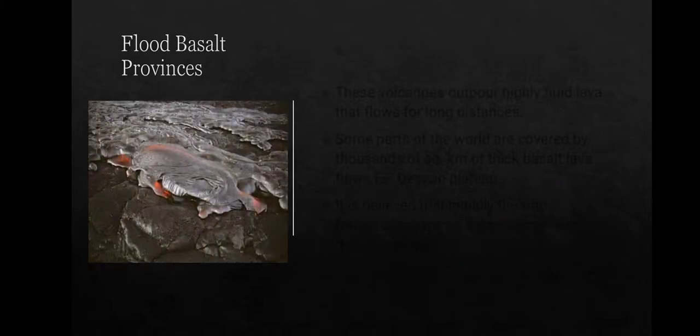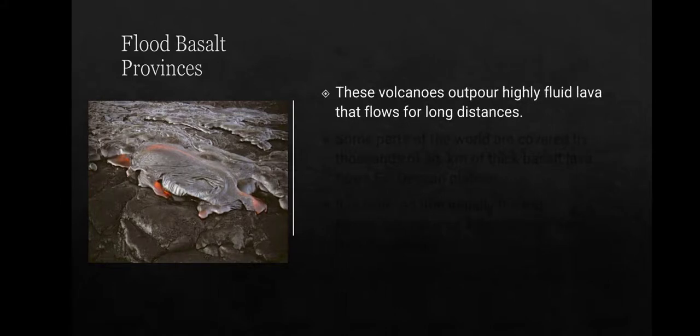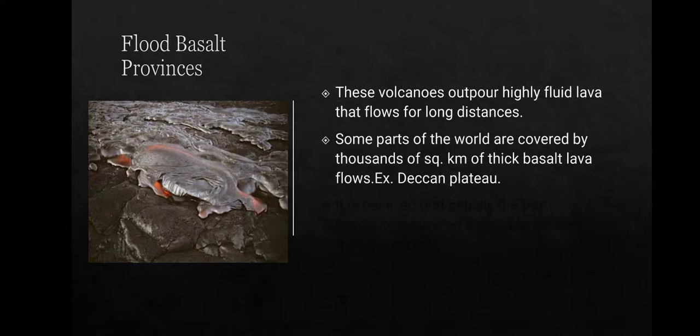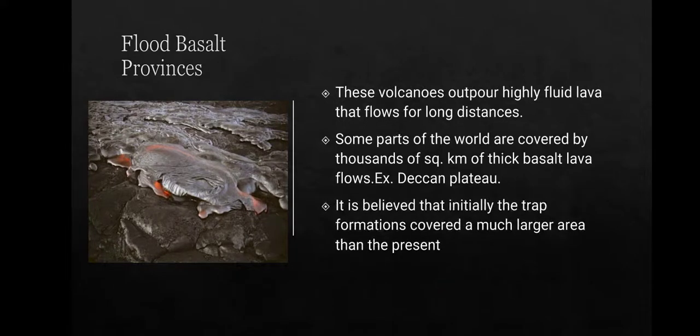Flood basalt provinces. Here you can see a flood of lava. These volcanoes outpour highly fluid lava that flows for long distances. Some parts of the world are covered by thousands of square kilometers of thick basalt lava flows. For example, the Deccan Plateau of our nation was built by the flood basalt provinces. It is believed that initially the trap formation covered a much larger area than at present.